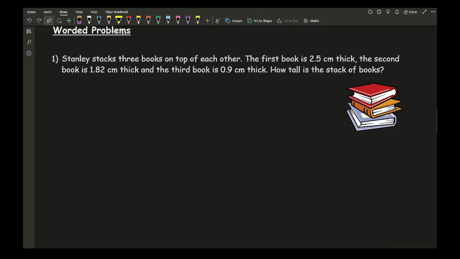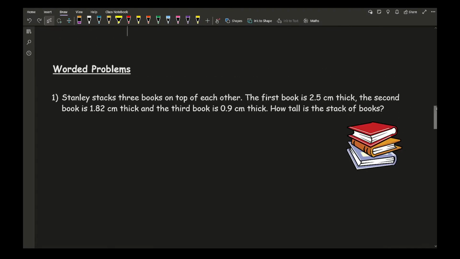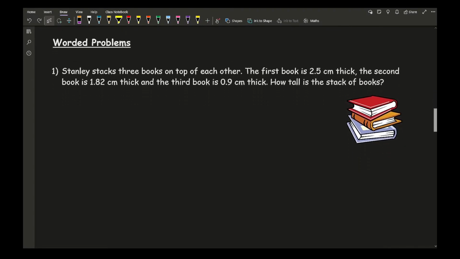So let's now have a look at some worded questions. Now, worded questions are just exactly the same. All you've got to do is turn it into a more numerical question. But the important thing in here is reading the question carefully. So here it says, Stanley stacks 3 books on top of each other. The first book is 2.5 centimeters thick. The second book is 1.82 centimeters thick. And the third book is 0.9 centimeters thick. How tall is the stack of books?